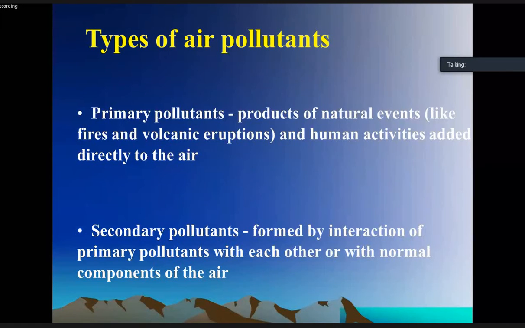There are two types of air pollutants: primary pollutants and secondary pollutants. Primary pollutants are mainly those which are naturally occurring, for example forest fires and volcanic eruptions. But secondary pollutants are those which result from human activity, and these man-made pollutants react with the primary pollutants in the atmosphere and cause pollution of the air.